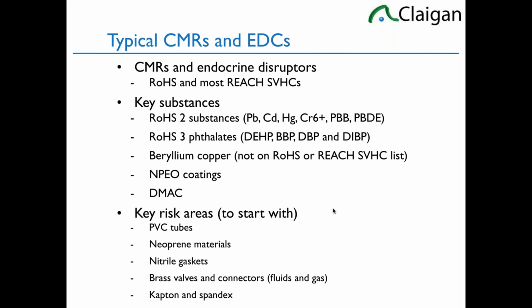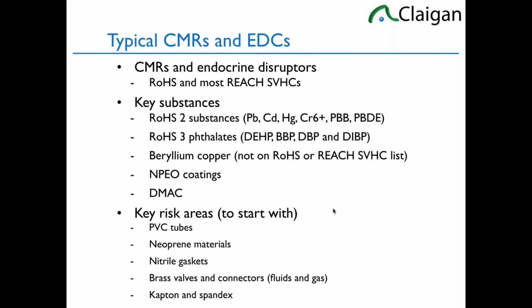So the key substances, for the most part, in practicality, the RoHS 2 substances: lead, cadmium, mercury, hexavalent chromium, PBB, and PBDE, all of which are CMRs. RoHS 3 phthalates: DEHP, BBP, DBP, and DIBP, which are all reproductive toxins, and DEHP is also an endocrine disruptor. And then you're also looking at beryllium copper, not because of the copper part, but beryllium itself is a CMR, a carcinogen, and since it's an alloy, beryllium is on its own. So beryllium is a carcinogen, and that's a particular issue. If you have beryllium copper, particularly in electrodes in an invasive situation, you're looking at beryllium copper, nonylphenol ethoxylate coatings or adhesives, and DMAC.